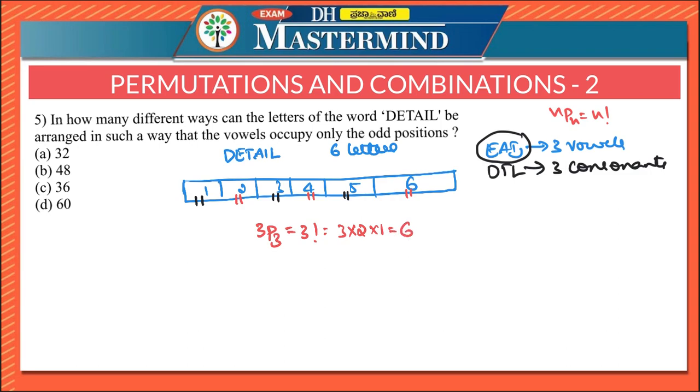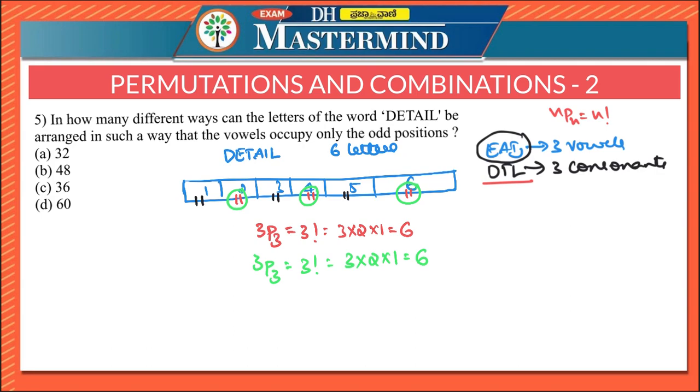The other condition that comes naturally after satisfying this condition is that DTL should occupy the even positions. This comes naturally after satisfying the first condition. So now again 3 letters DTL should be taken 3 at a time to fill the even places, which are 3 in number, that is 2, 4 as well as 6. Therefore again the combination is 3 consonants DTL taken 3 at a time to fill 3 places. Therefore 3P3 equals 3 factorial, which is nothing but 3 into 2 into 1, which is 6.